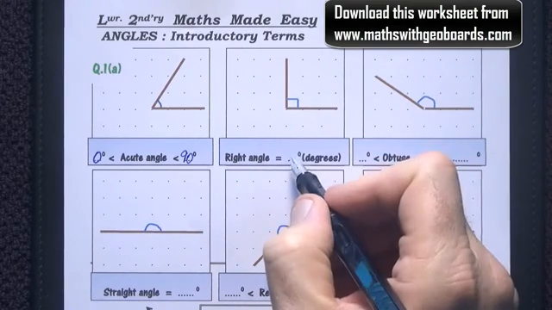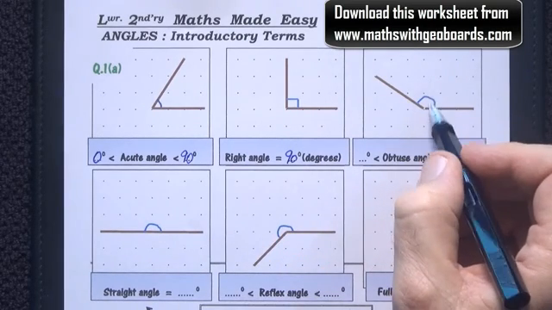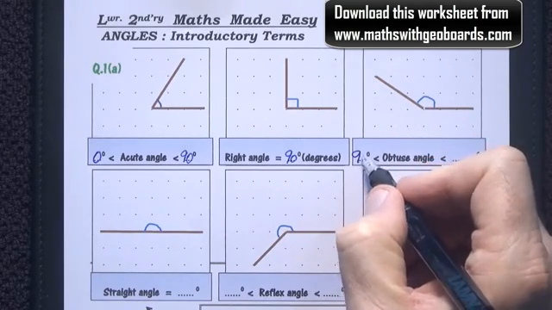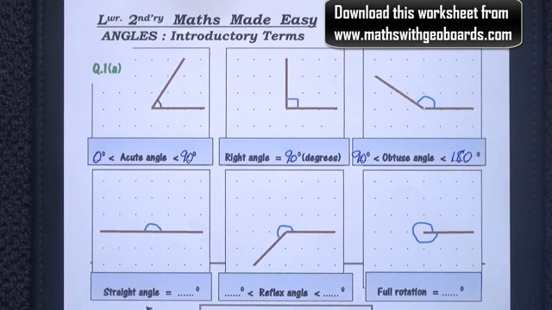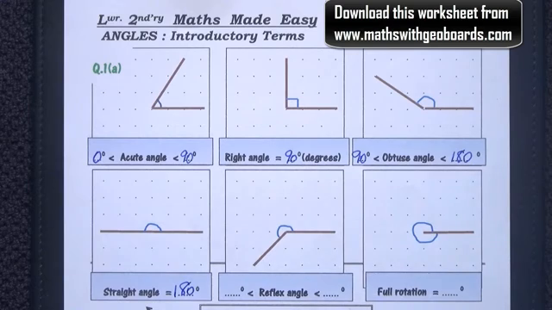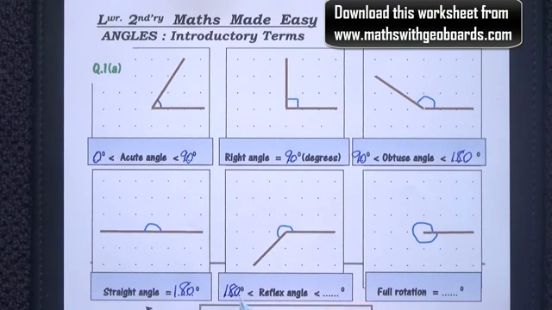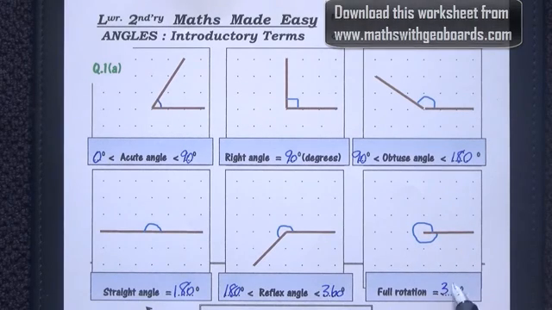Now a right angle, you might already know, is 90 degrees. An obtuse angle, well, it's greater than 90 but less than 180. A straight angle is 180 degrees. A reflex angle, well, it's greater than 180 but less than 360. And a full rotation is 360 degrees.